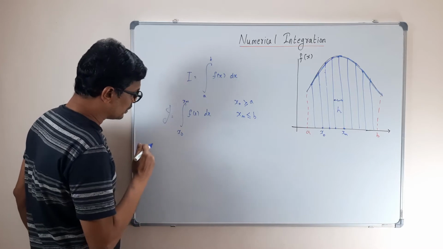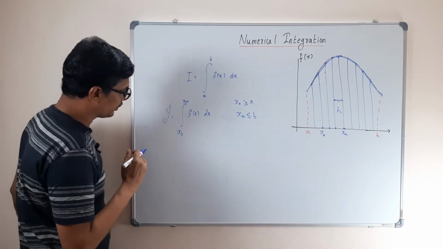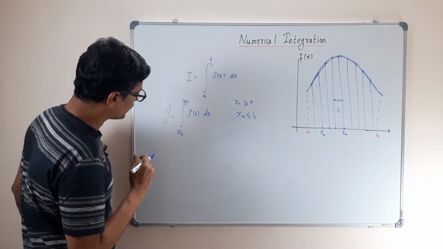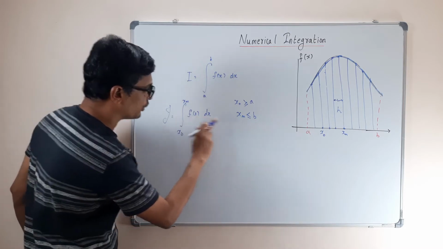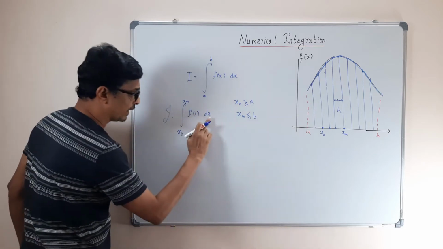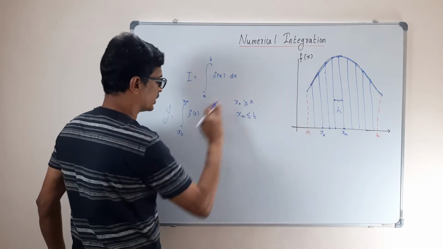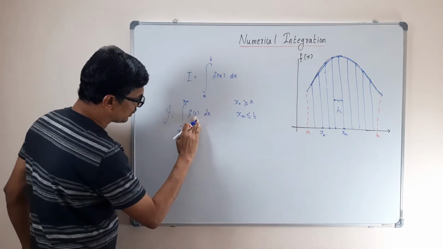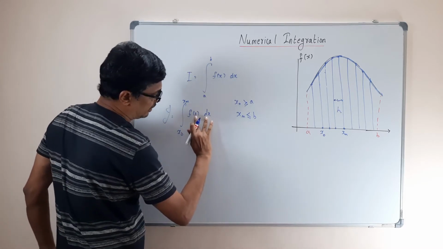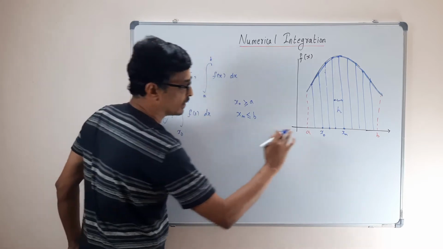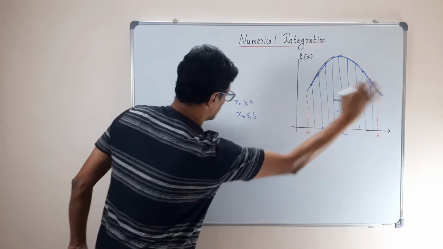Now, for this integration, let me use a change of variable. First, x is a continuous quantity, because f of x dx is a continuous quantity. Somehow I want to replace this continuous quantity with a discrete quantity, that is 0, 1, 2, 3, 4, like that.